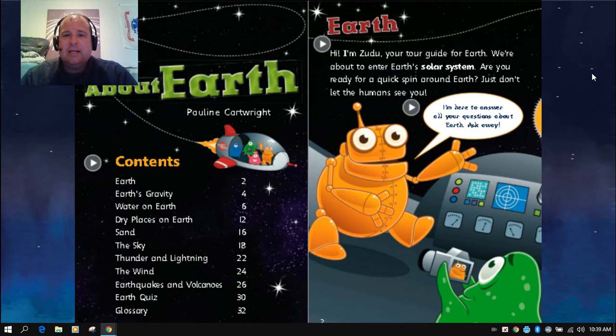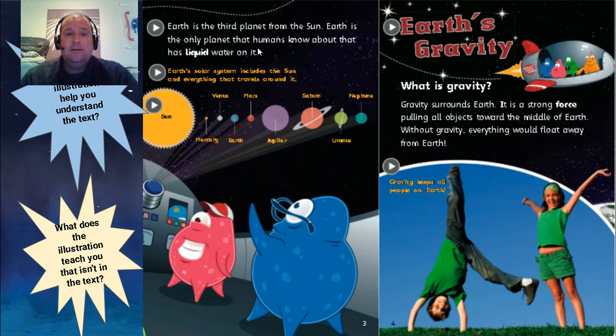All right, there's a couple text features on that page. What do you see? Yeah, Earth is red, but that's called a heading. So it's kind of telling you what you're going to read about underneath that heading. And then did you notice that solar system was bold print? That means it's important, and it might be found in the glossary. If I don't know what it is, I can go to the back of the glossary to find out what that word means. Let's go on.